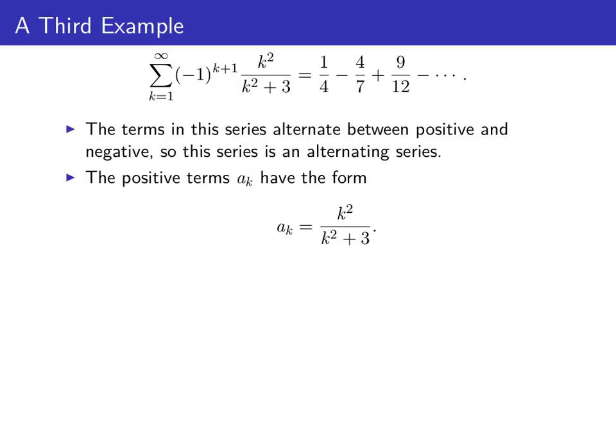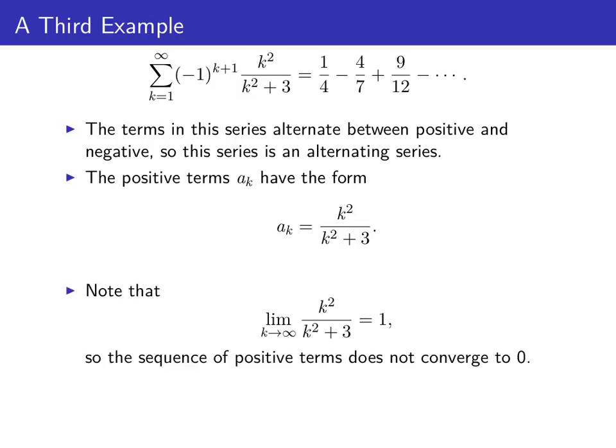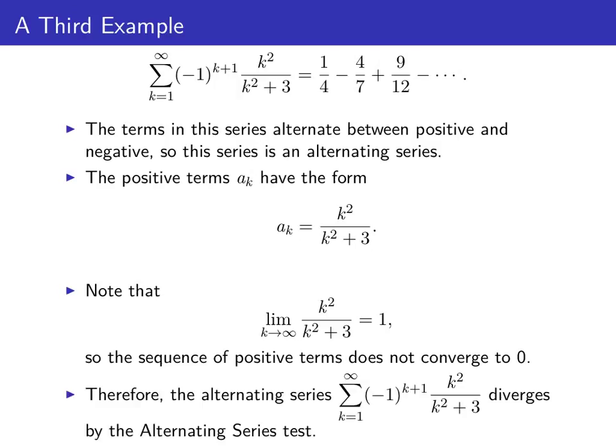Now the positive terms in this series have the form a sub k is k squared over k squared plus 3. But the limit of k squared over k squared plus 3 as k goes to infinity is 1. And so the sequence of positive terms in this series does not converge to 0. The alternating series test says that the alternating series converges if and only if the sequence of kth terms decreases to 0. Since the sequence of kth terms here doesn't even have a limit of 0, our alternating series diverges by the alternating series test.